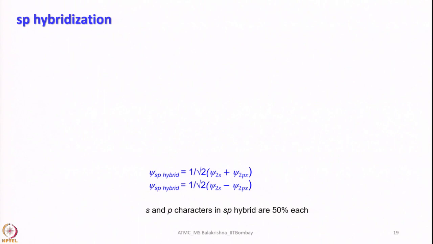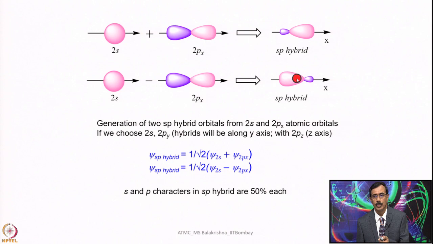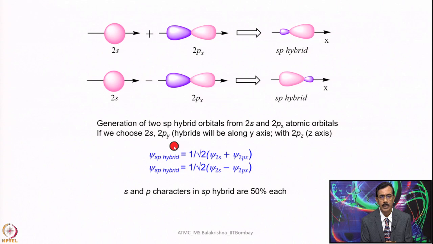And of course, if you are interested, I have also given here the orbital wave functions. The s and p characters in an sp hybrid are 50% each, and this is how you can write the wave function. Here you can see 2s and then 2px combined to generate an sp hybrid in the x direction, and similarly another hybrid in the x direction, pointing exactly opposite to each other. It appears like the two would be looking something like this. Now we have two sp orbitals disposed at an angle of 180 degrees, and the atoms coming in should overlap here and here, giving a linear geometry. The generation of two sp hybrid orbitals from 2s and 2px orbitals is shown, and if we choose 2s and 2py, the hybrid will be along the y axis, and if we choose 2pz, it will be along the z axis.